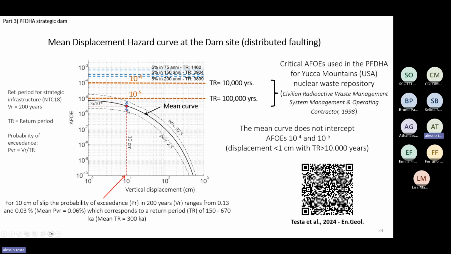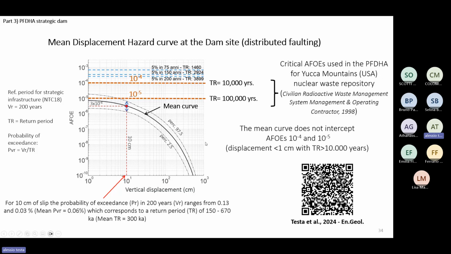The mean curve never intercepts even the 10 to the minus 5 line. Only the upper percentile intercepts this curve, and it means that we expect a displacement value of less than 1 centimeter with a return period of 100,000 years. So the hazard level is actually quite low.